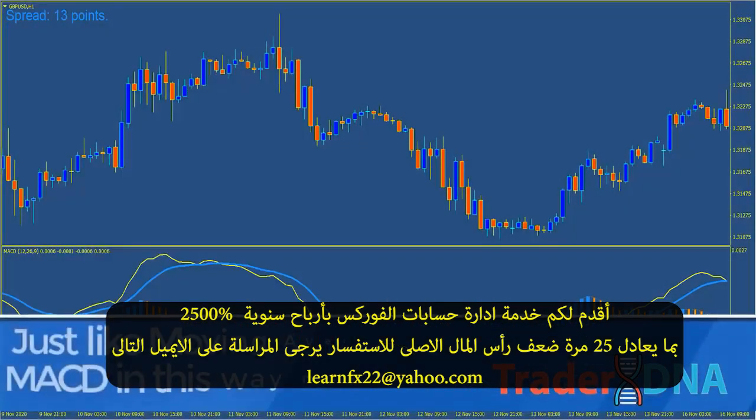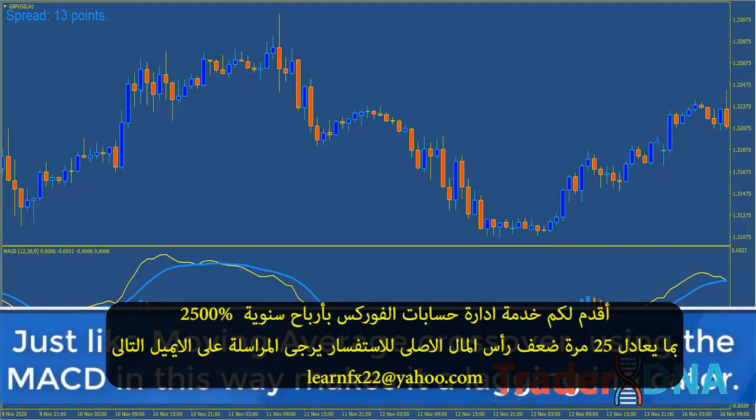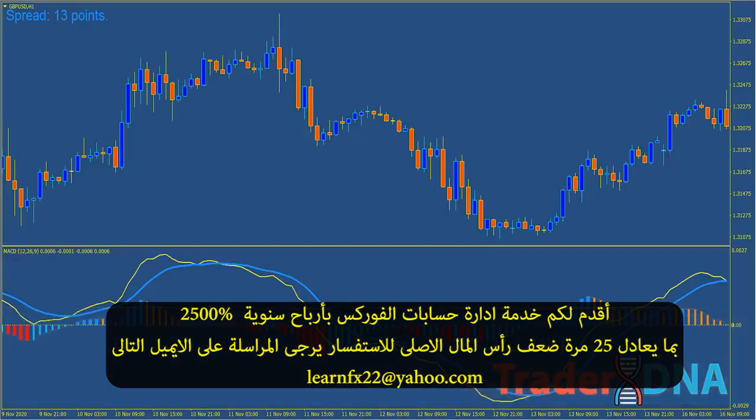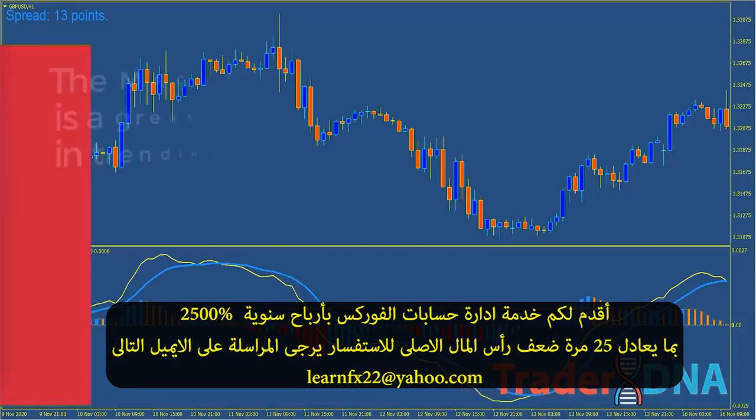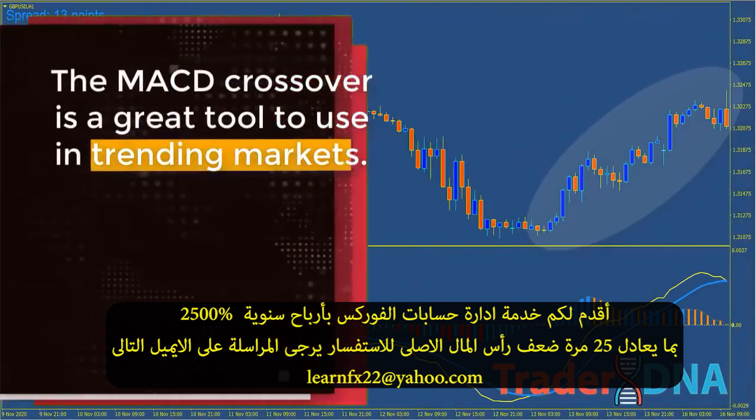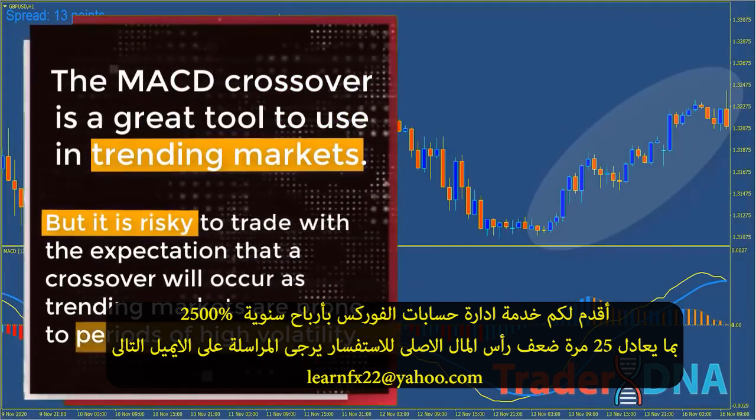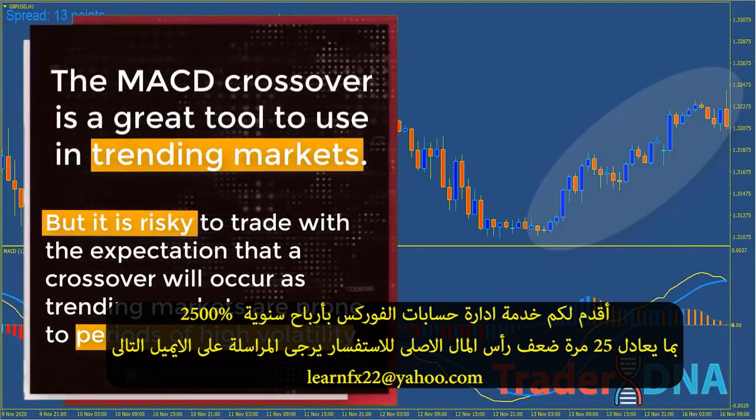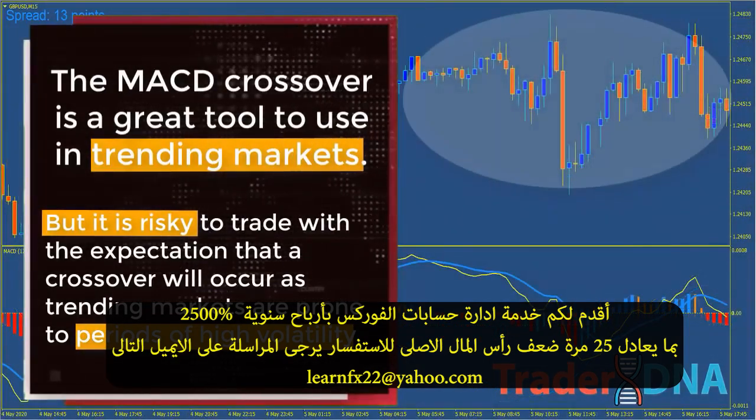Just like a moving average crossover, using the MACD in this way makes it a lagging indicator, which means that it makes use of previous price action data. The MACD crossover is a great tool to use in trending markets, but it is risky to trade with the expectation that a crossover will occur as trending markets are prone to periods of high volatility.